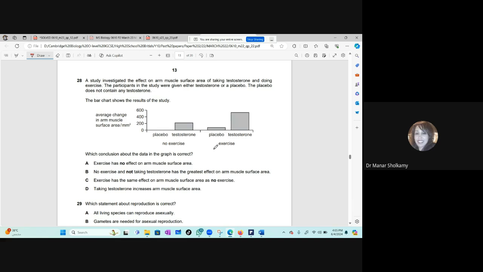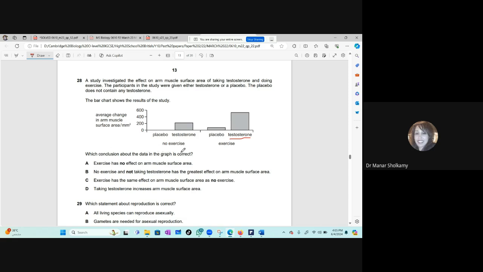The bar chart shows the results of the study. So no exercise and with exercise. When you take testosterone, your arm muscle will increase, but with no exercise. But with exercise, look, testosterone levels are too high. You take too much testosterone and your arm muscles increase. That's why men at the gym exercise and take lots of testosterone so that they bulk. But this is fake bulking. It's not actual bulking. This is not our problem now.